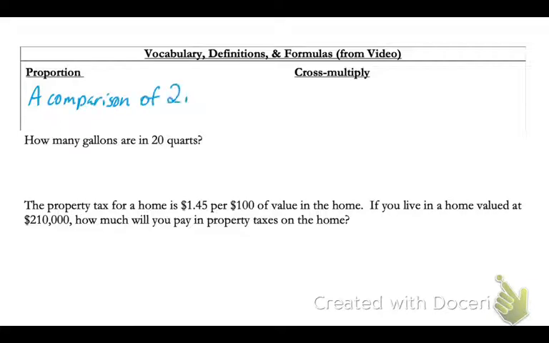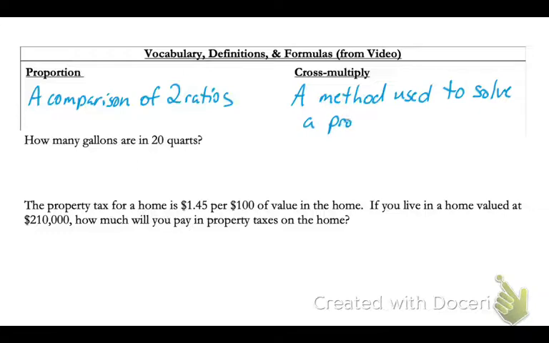And so remember, a ratio is a comparison by division. So when you have a proportion, you're going to set one of those ratios equal to the other. And then cross-multiplying is a method that we're going to use to solve a proportion. So the definition to get down is to cross-multiply. This is a method used to solve a proportion.